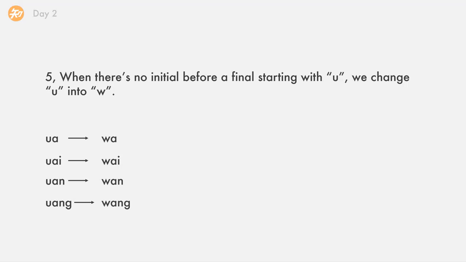Rule number five. When there is no initial before a final starting with u, we change the final u into the initial w. This part is also the same as the final i. So here, you can see the finals starting with u, they are all changed into the initial w. The compound final ua becomes the syllable wa. The compound final uo becomes the syllable wo. The compound final uai becomes the syllable wai. And the last one, uan, becomes the syllable wan.